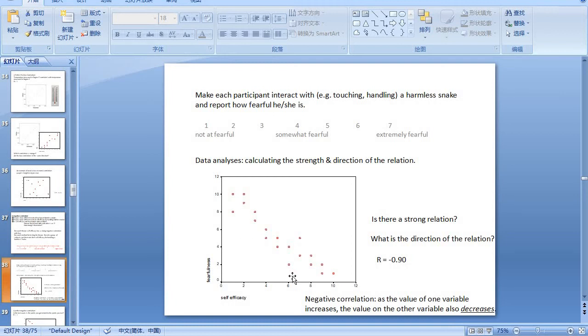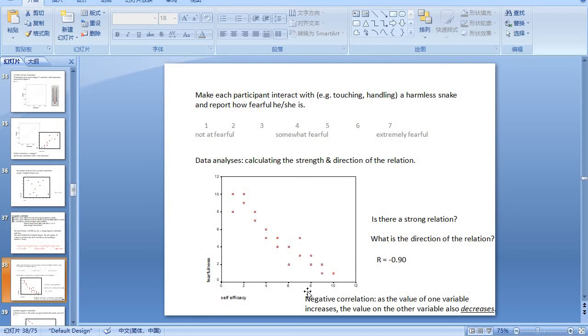You measure your sample. Each person would give you 2 numbers, and you plot the data on the scatter plot, and you see a negative correlation. In this scatter plot, each red dot represents a person. Each person gave you 2 values. On the horizontal axis, it's self-efficacy, how confident they are. And then on the vertical axis, it's their fearfulness, how fearful they are.